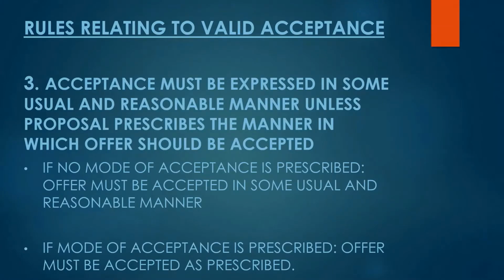Alright, so the next rule is acceptance must be expressed in some usual and reasonable manner unless the proposal prescribes a manner in which it is to be accepted. Usual and reasonable manner means acceptance must be expressed in a way a common and a sane person would normally express. For example, Mr. A offered Mr. B to sell his car for 2 lakh rupees. Mr. B claps twice to signify his acceptance. Do you think this is a usual and reasonable manner to accept? Would a common and a sane person accept an offer like this?